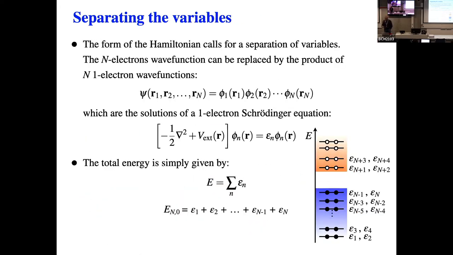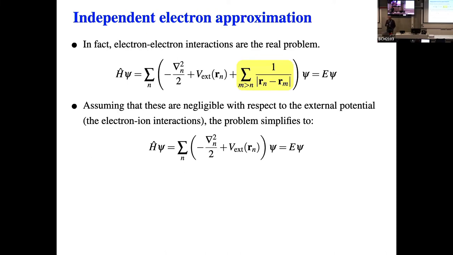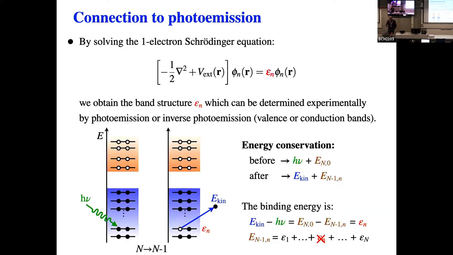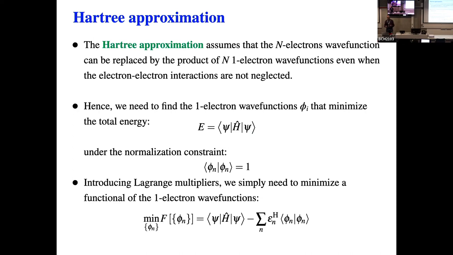So here, if that term in yellow was not there, I could make the separation and write that my wave function is a product of wave functions. If it were not there, but we all know that it's there. So one kind of approximation is to work the other way around, to say, I know that the interaction is there, but I'm going to make the assumption that the wave function is a product of one-electron wave functions.